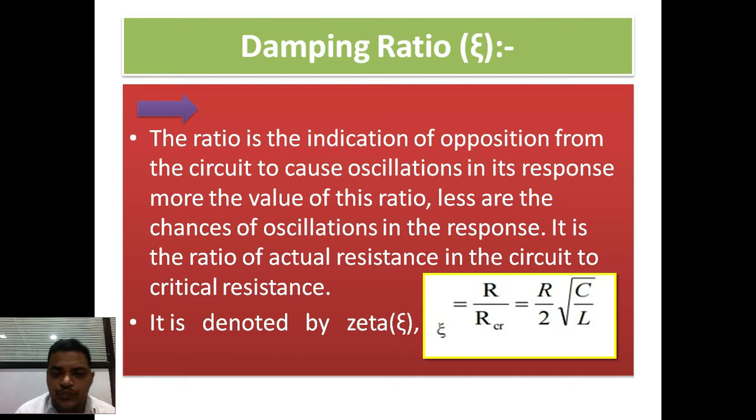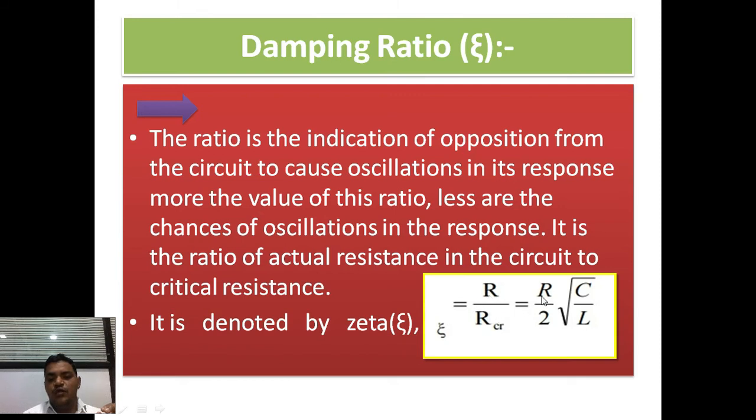So, damping ratio. The second parameter we see here is the damping ratio. It is the indication of the opposition in the circuit that causes the oscillation in its response. The higher the value of this ratio, the less chance of oscillations in the response. It is the ratio of the actual resistance in the circuit to the critical resistance, and it is denoted by zeta. Zeta is equal to actual resistance over critical resistance.